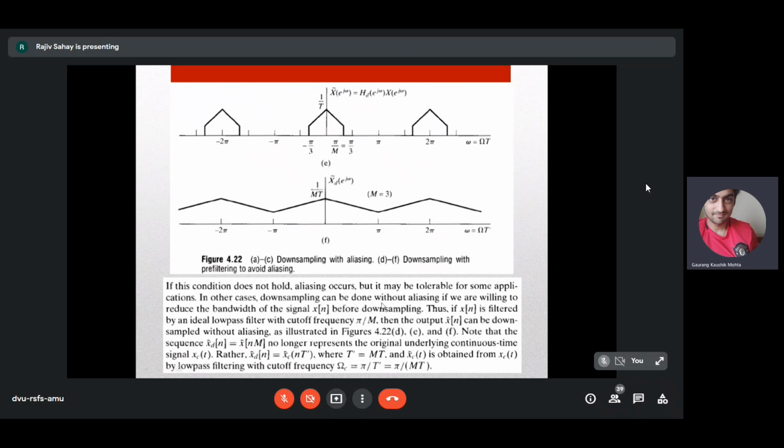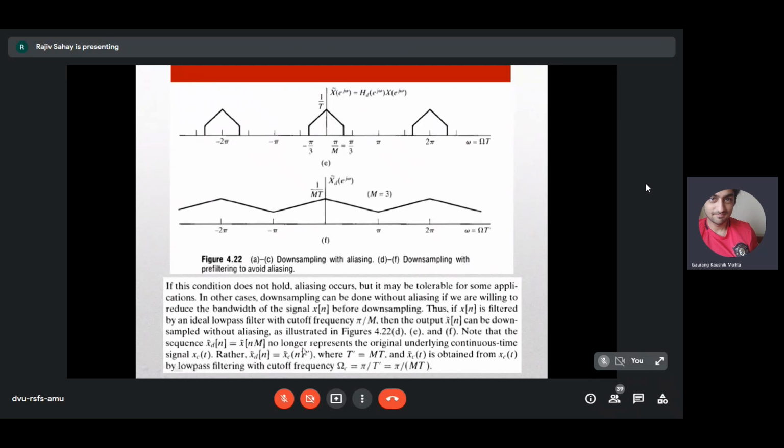So one thing is that xd tilde n no longer represents the original underlying continuous time signal xc of t, because you have applied a pre-filter. So you have modified the spectrum of the original xc of t. So whatever you get from x tilde e to the power j omega by taking the inverse DTFT of this, you will not get xc of t. You will get something else.